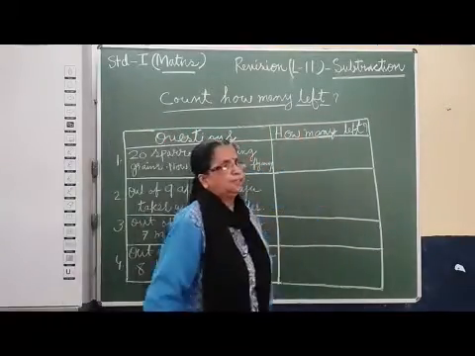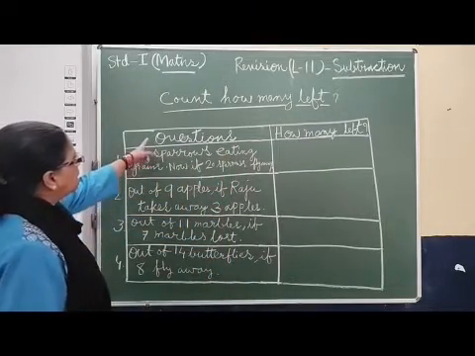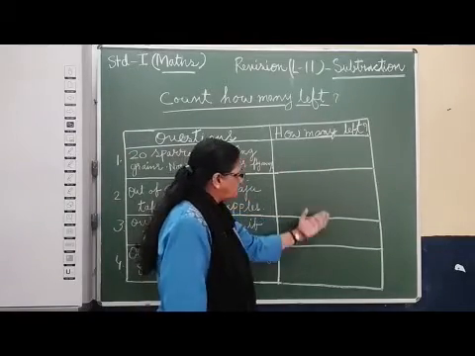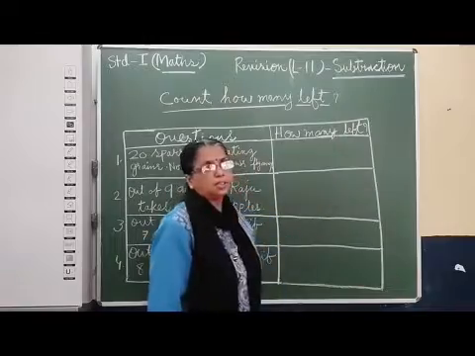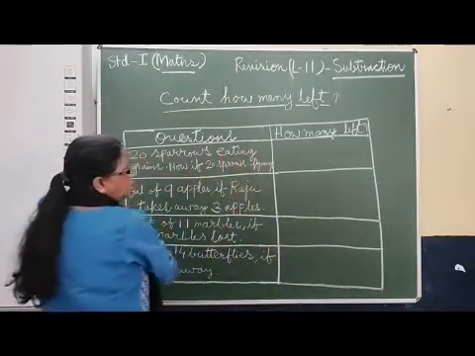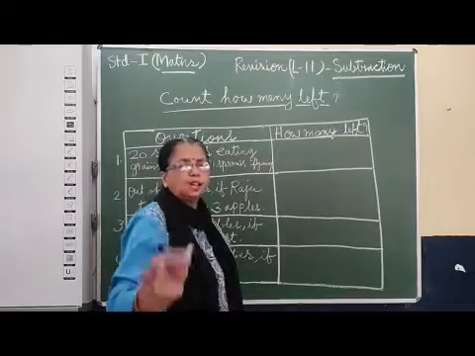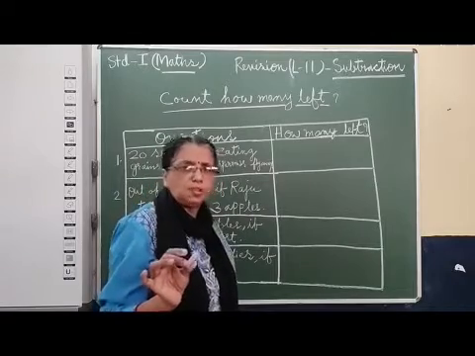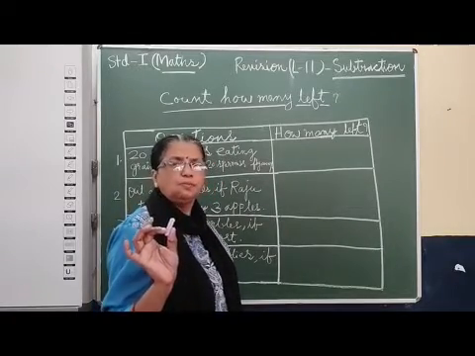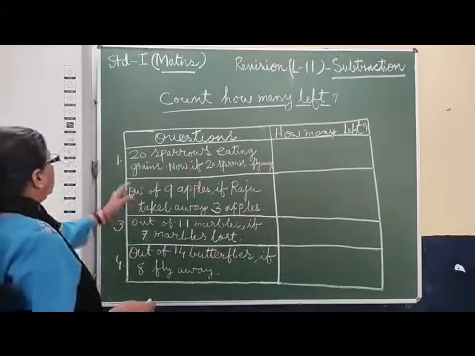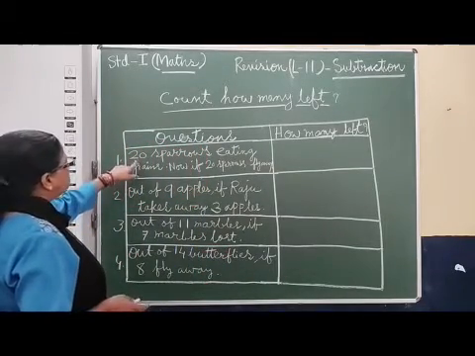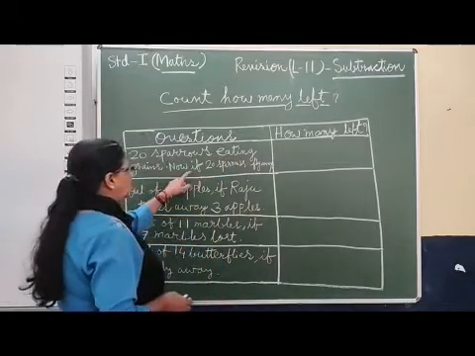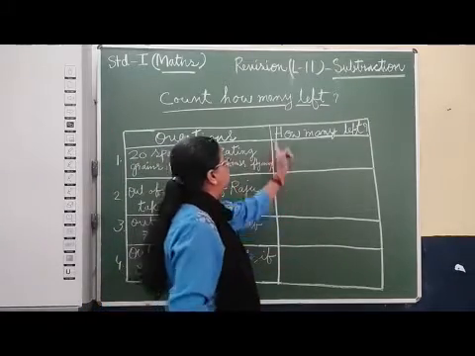Count how many left. In this box, you can see questions are given 1, 2, 3, 4. Here this is kept blank and it is written how many left. That means you have to read this question, understand it, write the proper statement or steps, then solve. How to do that, I will show you. Learn it properly. Okay? Now, what is written? Number 1, 20 sparrows eating grains. Now, if 20 sparrows fly away, how many left?